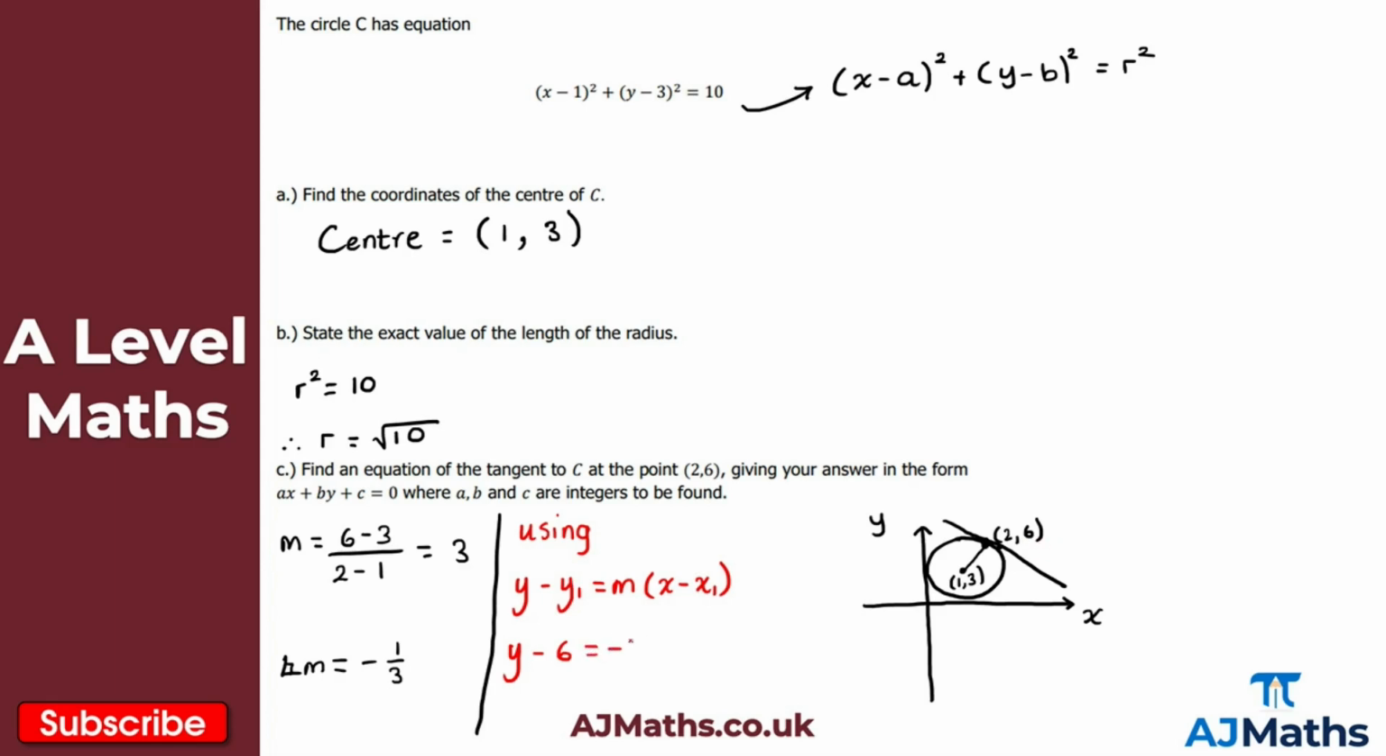That's going to be equal to minus 1 over 3. That's the gradient here of this line of x minus x1, where my x1 here is the x coordinate of this point. It's going to be x minus 2. What I'm going to do here now is get rid of this fraction. Obviously, we want to give our solution here in this form, ax plus by plus c equals 0, where a, b, and c are all integers.